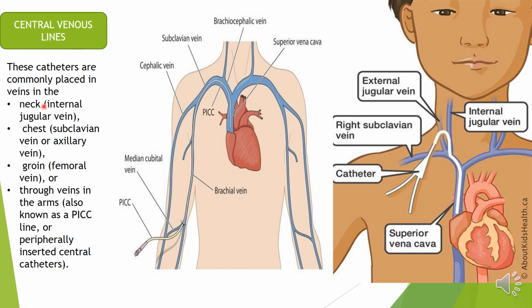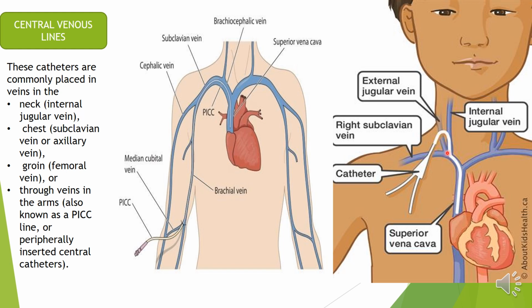So in the neck, we can use the internal jugular vein. In the chest, subclavian vein or axillary vein. Then in the groin, we can use the femoral vein. Then in the arms, we can use the cephalic vein, brachial vein, or median cubital vein. Then that catheter is called a peripherally inserted central catheter. This is the picture of a catheter in place in the internal jugular vein.